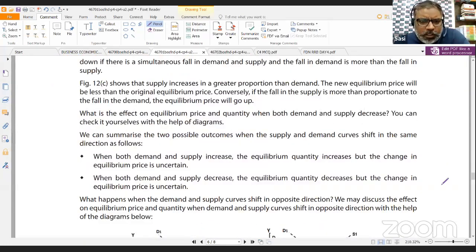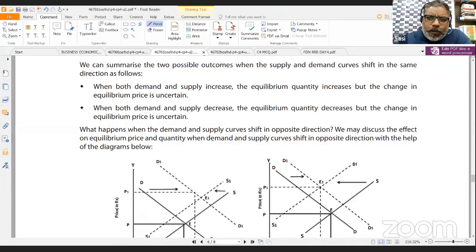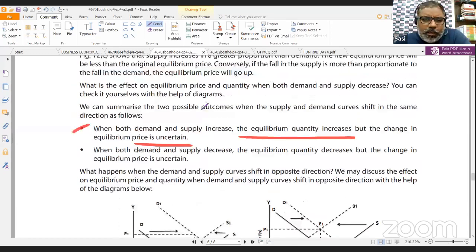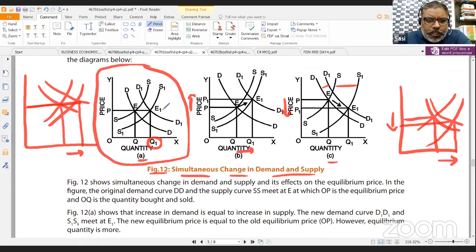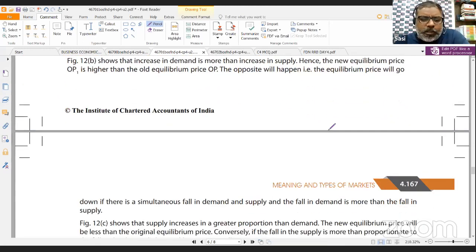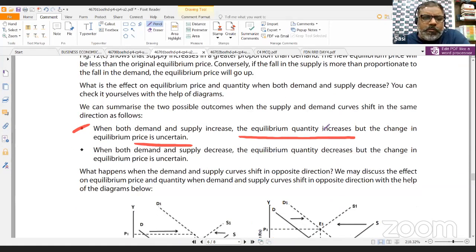So what can we conclude here from these two things? When both the demand and supply are increasing, what happens? Definitely the equilibrium quantity increases, but the change in equilibrium price is uncertain. Why? Because in all three cases, demand is increasing and supply is increasing, but the price remained the same in scenario A, price increased in scenario B, and price decreased in the third scenario. So it depends upon what? It depends upon which is more.